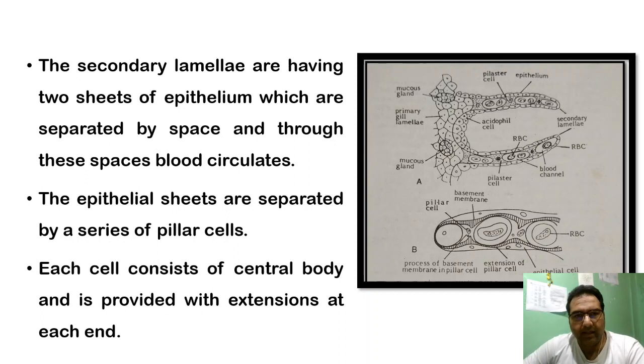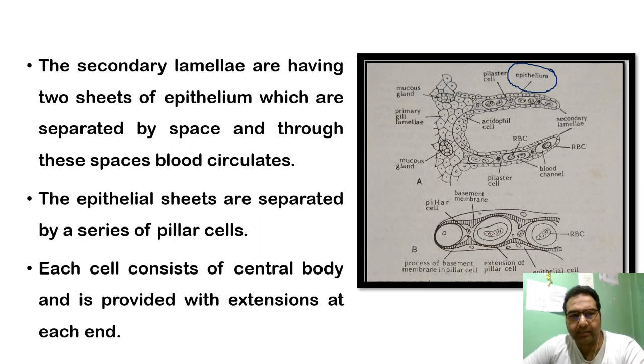Now, secondary lamellae have two sheets of the epithelium, which are separated by space, and through these spaces, blood circulates. So they have the two sheets of the epithelium.